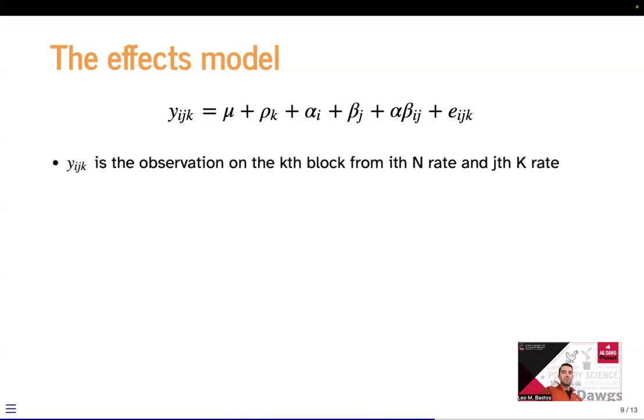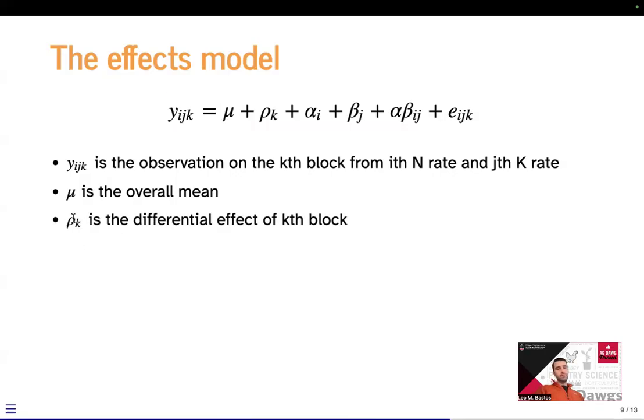the model for RCBD, where your Yijk is going to be one observation. Maybe we can think of yield. So it's going to be one yield data point coming from the kth block. So this is the block effect. From the ith nitrogen rate, so that would be the alpha I, and the jth K rate, which is going to be your beta J. Let's go one by one. So mu is your overall mean. So the overall mean of the entire study is represented by mu.